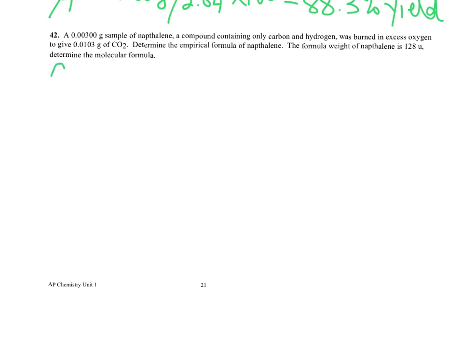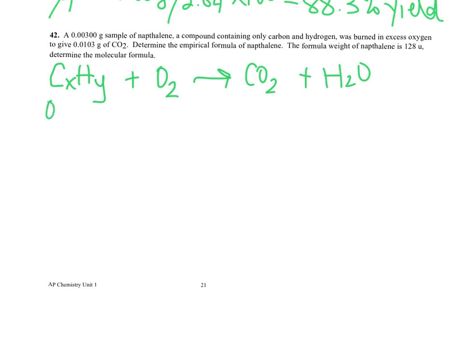A hydrocarbon is something that contains carbon and hydrogen. We do not know what the formula is, but we do know it's combusted, and when we combust it, we make CO2 and H2O. The only thing they give us in this problem is the amount of this that we start with, and then it tells us that in the process we produce 0.0103 grams of carbon dioxide.